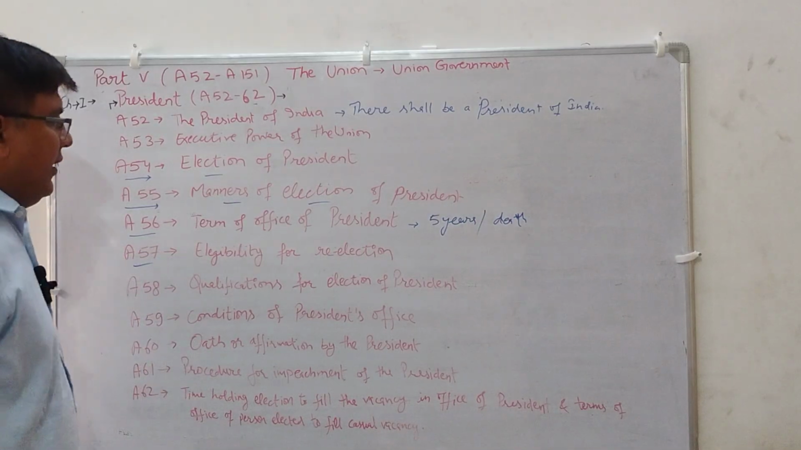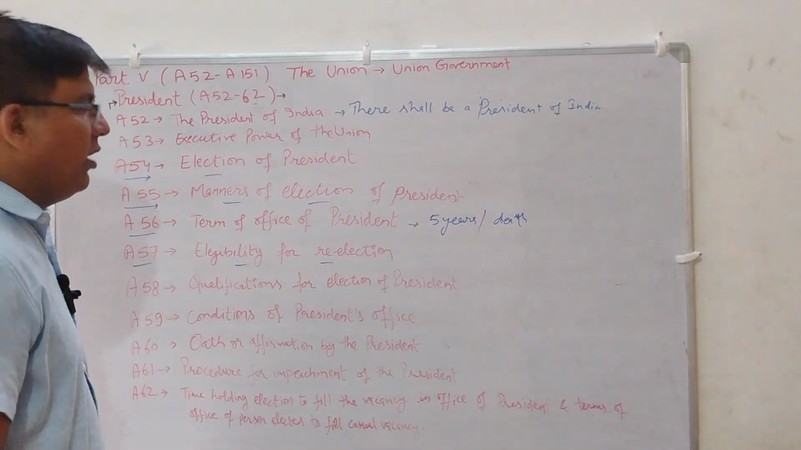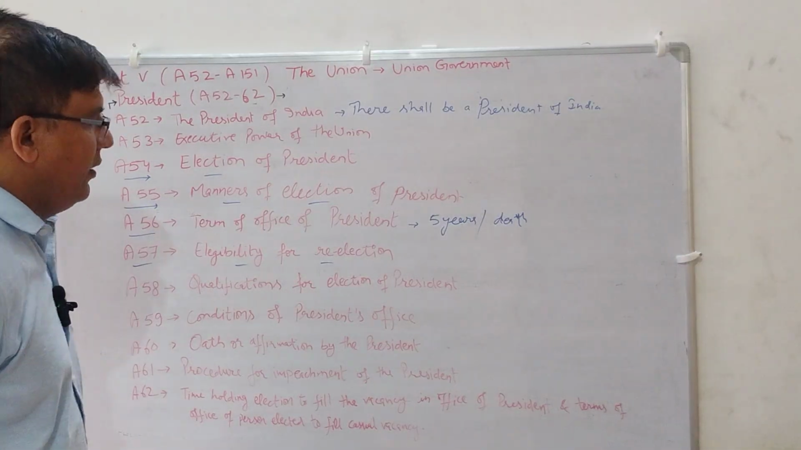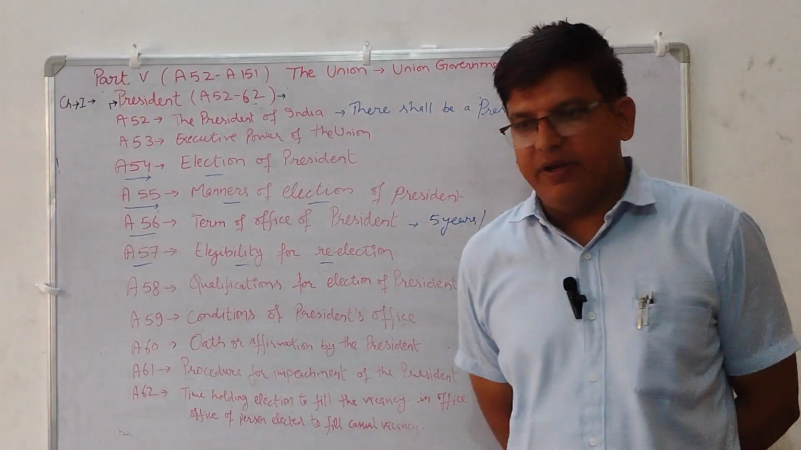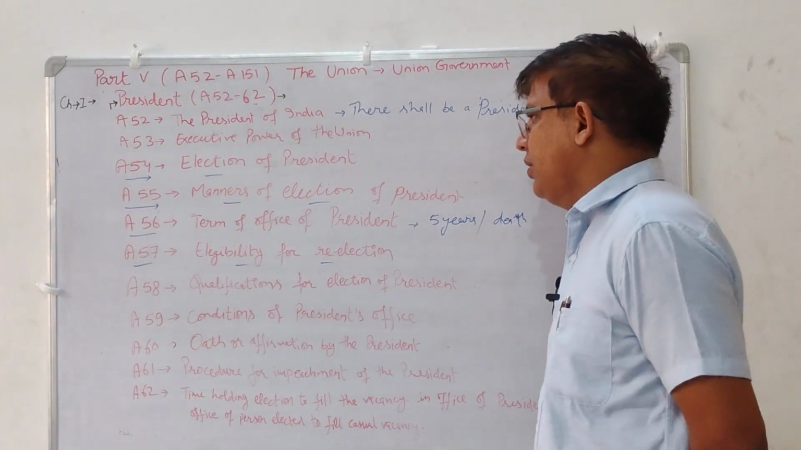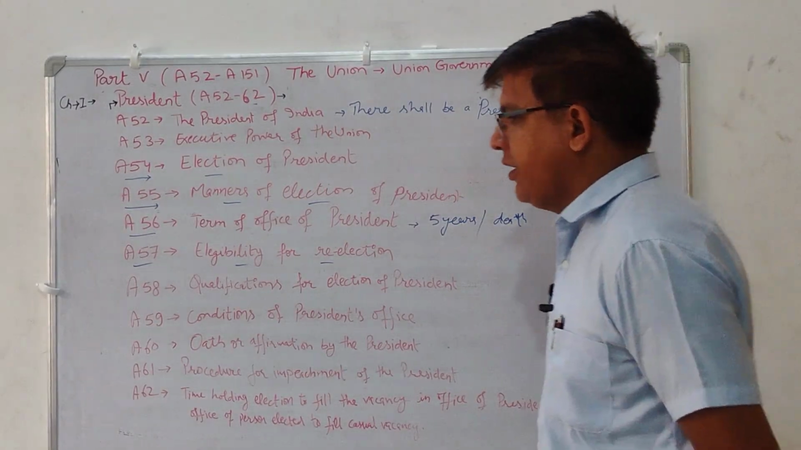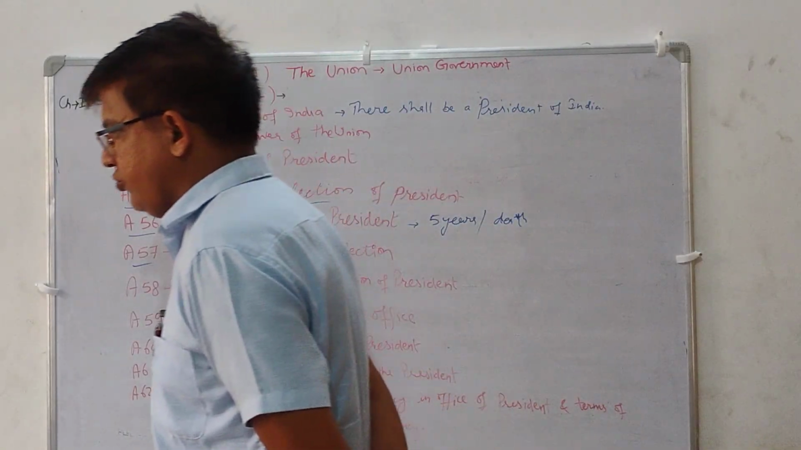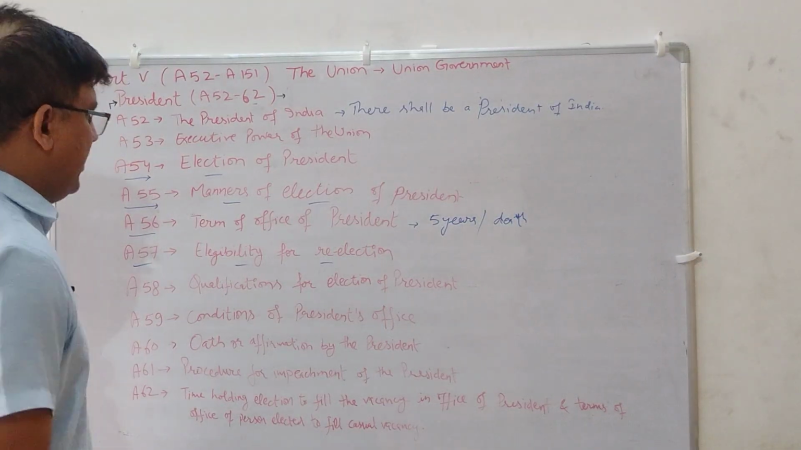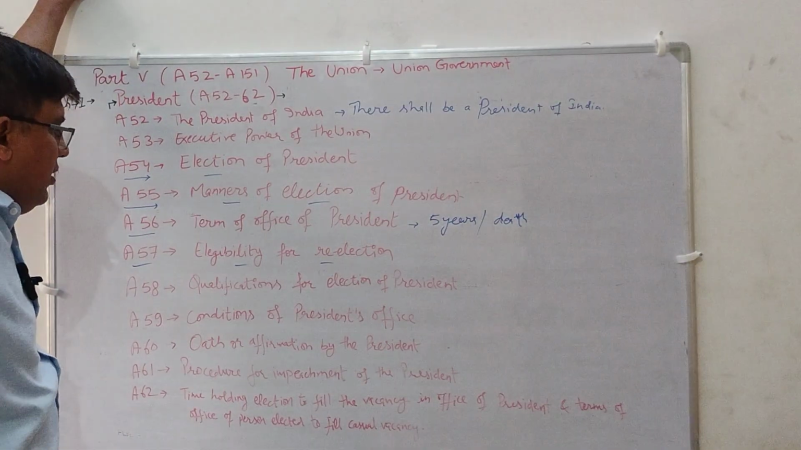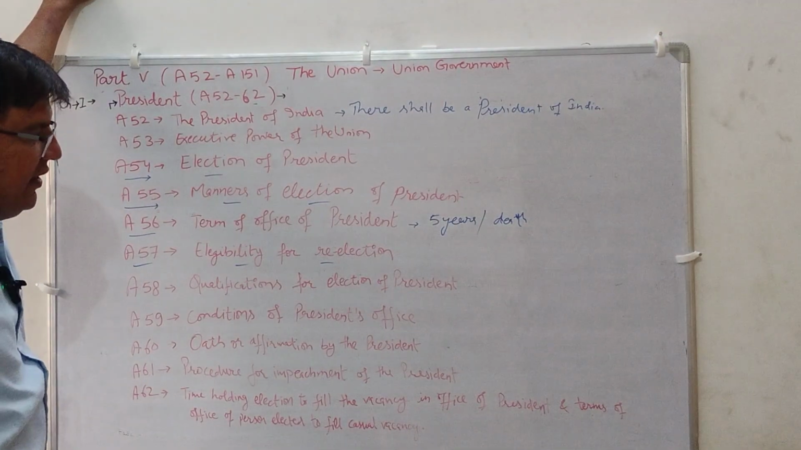Article 57, eligibility for re-election. How many times can our President be re-elected? Our President can be re-elected as many times as he wins the election. In the American Constitution, they have the condition that a person can be elected only 2 times, one election and then one re-election.